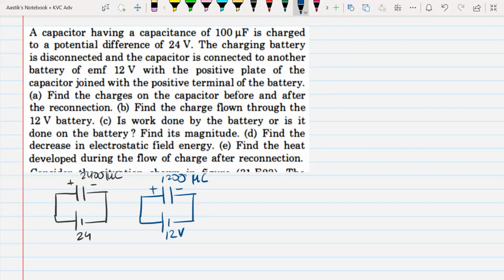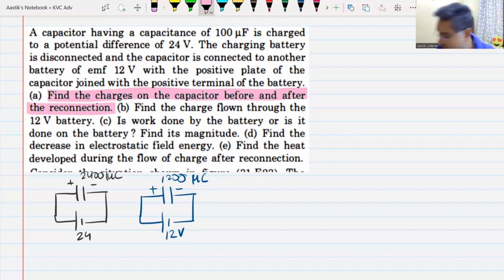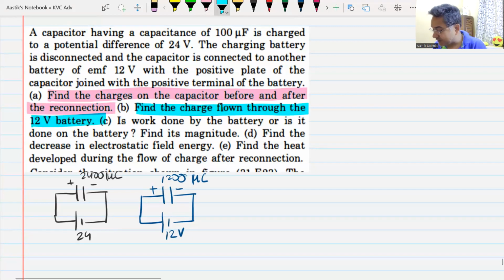So the first part is already known to you. Find the charges before and after the connection. The answer is already there. That is the first part of the question. The second part of the question is find the charge which has flown through the battery. How much charge has flown through the battery?